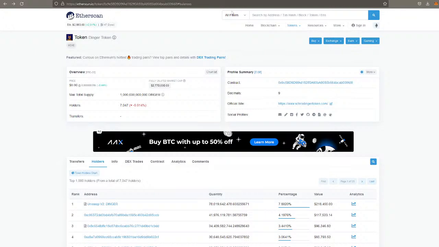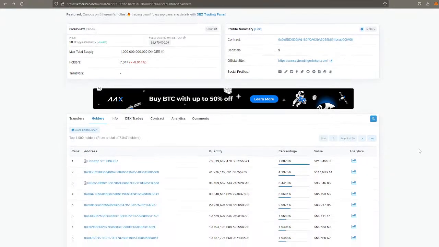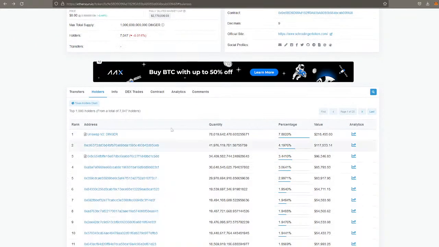So let's start with here, I guess. We'll open this wallet. The largest holder... Oh, wait. Which one did I open?